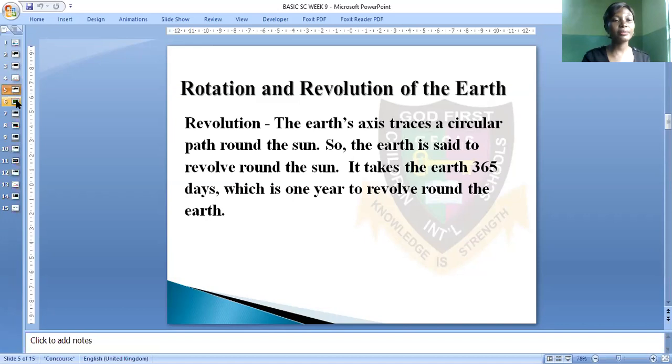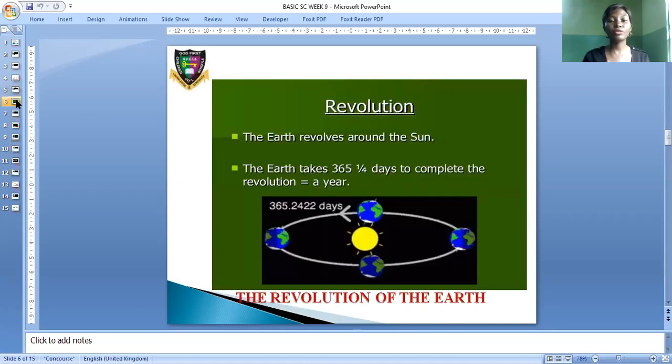Now let's see the picture also. Revolution of the Earth. The Earth revolves, that is, moves around the Sun, and takes 365 days. We normally discuss these points here. Actually it is 365.2422 days. The .2422 is approximate, so pick 365 days. So the Earth takes 365 days to complete the revolution, which is equal to 1 year.